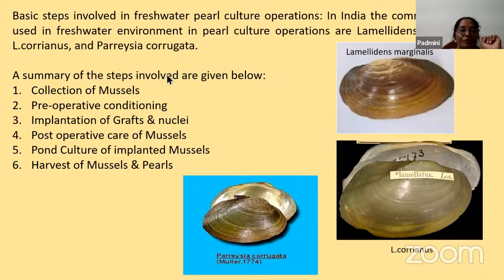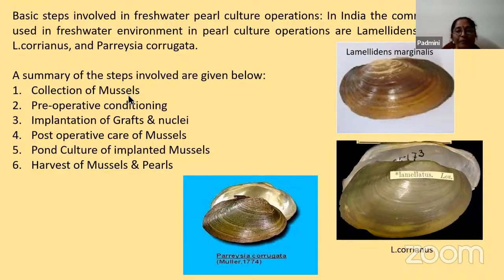So the summary of the steps: first of all, you're going to collect the mussels. These mussels are collected at the Tungabhadra and different places where you can find those freshwater mussels growing. So you're going to first collect them. Then you're going to do pre-operative conditioning, that is, you're going to allow them to get ready for the operation. And then you're going to implant the graft inside them, and post-operative care is taken, and then it is implanted in the mussel. That is, a pond culture is done. And then you're going to harvest it after, say, around 8 months or 11 months, possibly, depending on the size you have infused.